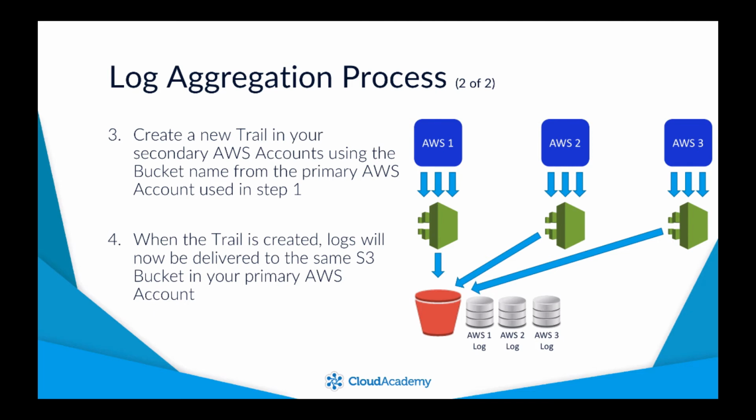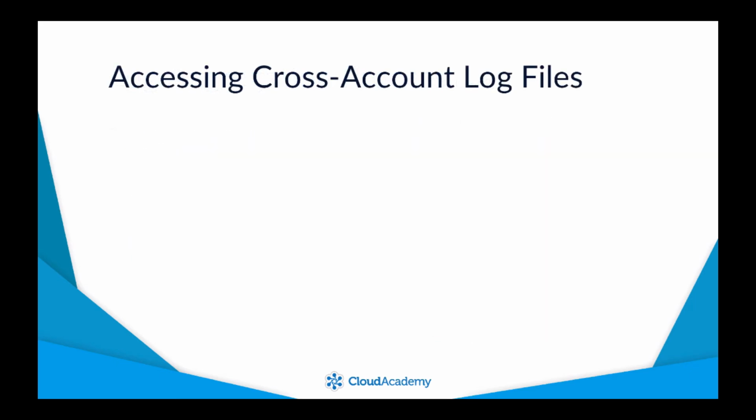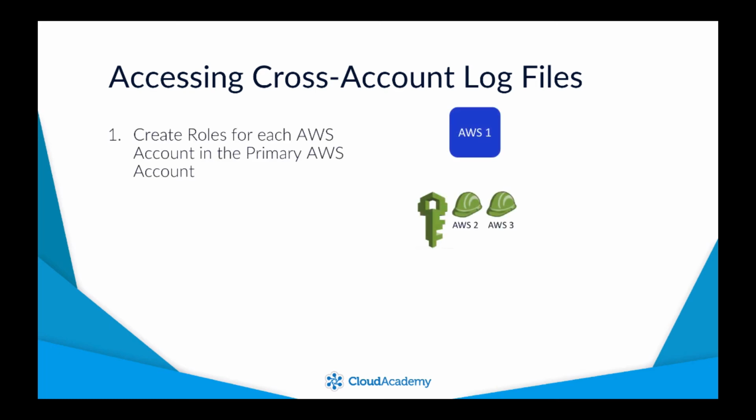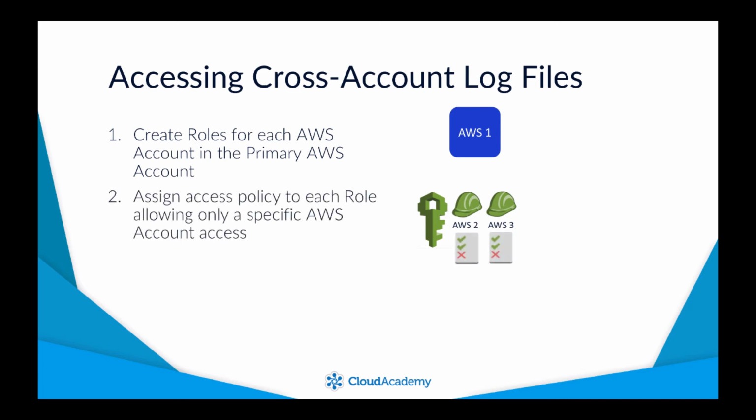So how would they gain access to the S3 bucket to allow them to only access their CloudTrail logs that originated from their AWS account? It can be done quite easily by configuring a few elements within IAM. Firstly, in the master account, IAM roles will need to be created for each of the other AWS accounts requiring read access. Secondly, a policy will need to be assigned to those roles, allowing access to the relevant AWS accounts logs only.